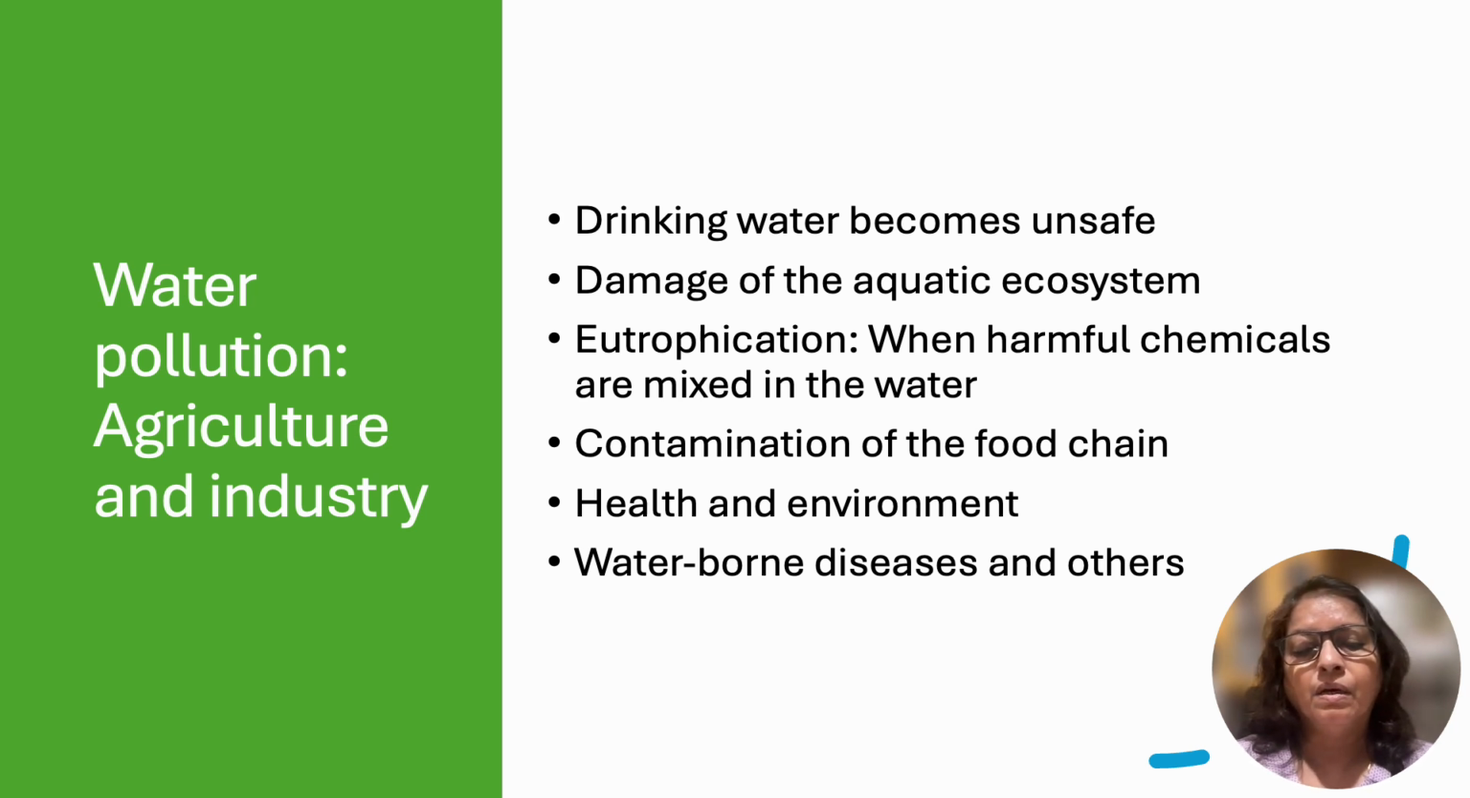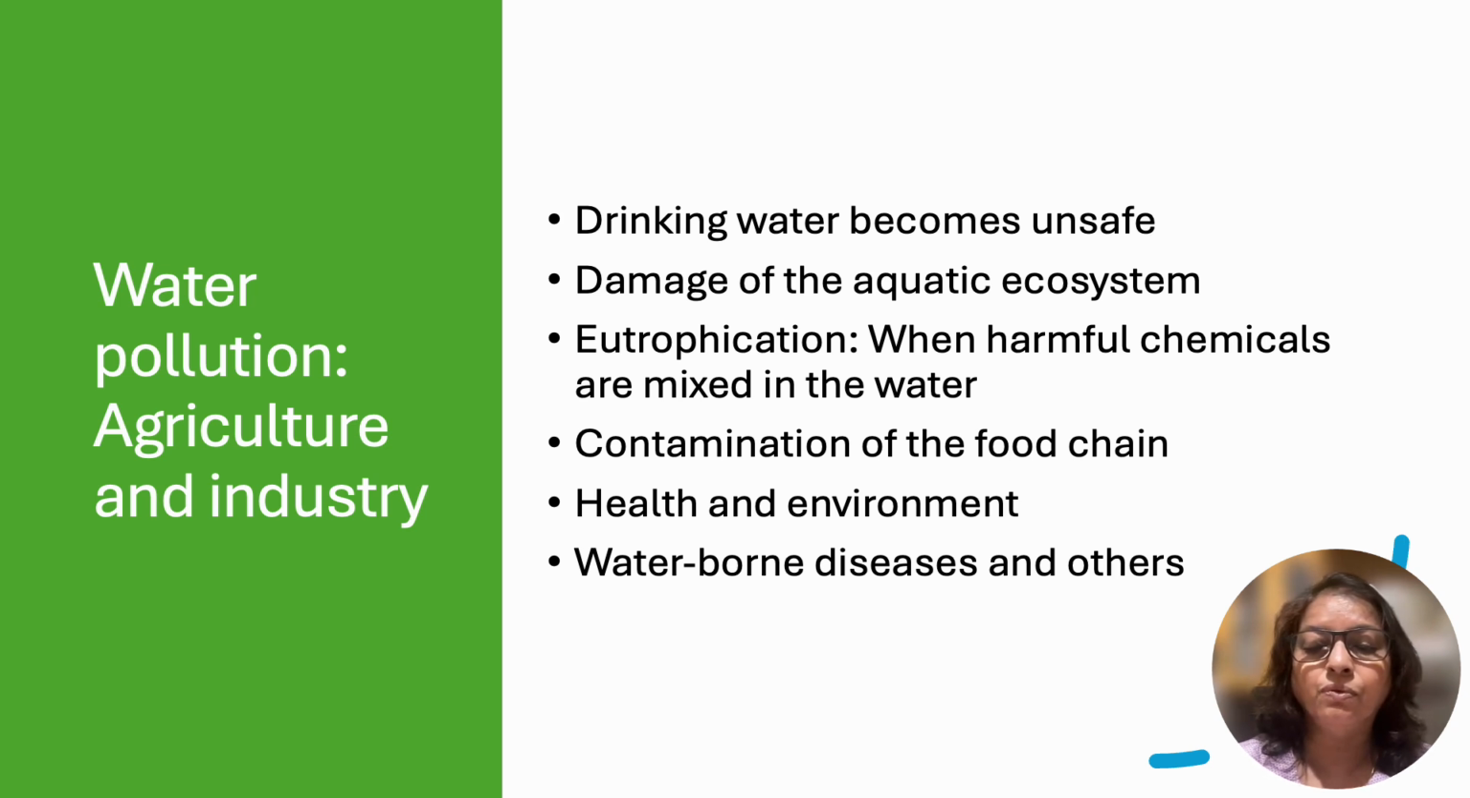Water pollution. Water is used for agriculture and industry apart from domestic purposes. What happens with water pollution? Drinking water becomes unsafe when effluents are mixed. So basically, water pollution means some effluents are mixed in the water, so drinking water becomes unsafe. The aquatic ecosystem gets damaged. There is something called eutrophication. Eutrophication is when harmful chemicals are mixed in the water and it becomes unusable, non-potable.